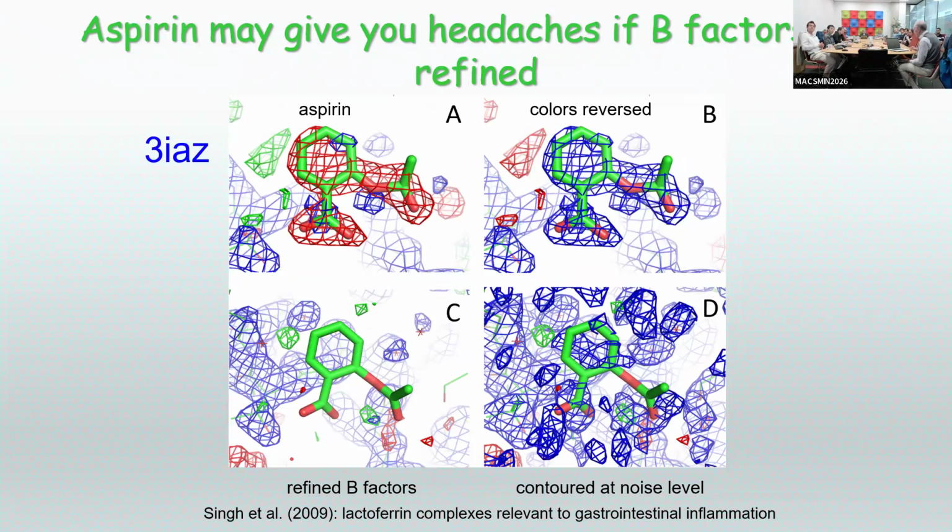And here in the top left panel A, I don't want to go into the gory detail, is the aspirin molecule, which is in the beautiful red density. And in that case, things were really confused with the B factors and such. And when you really think about it, there was no aspirin in that particular data set.